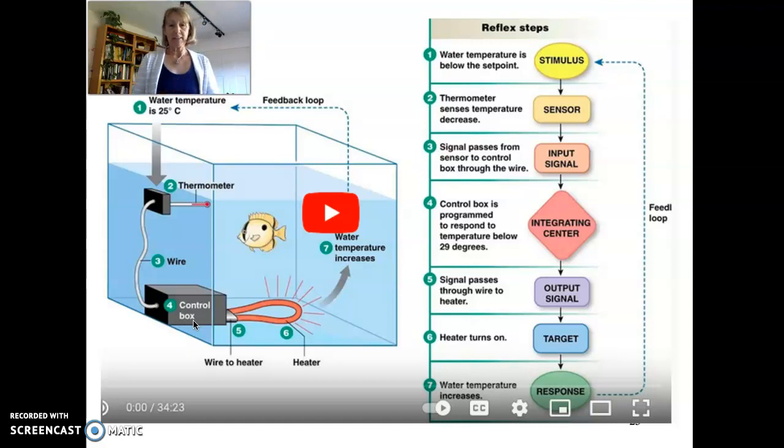So that's the target, right? The heater goes on, and it's showing it nice and red there. The heater goes on, the water temperature goes up, and then it's going to click itself off, right? We need something else to happen there for it to shut itself off. But that's the feedback loop. It was too low. You have to go through those steps to detecting it, doing something about it, until what? Until the stimulus is no longer there. So once that temperature went up, the stimulus is gone.